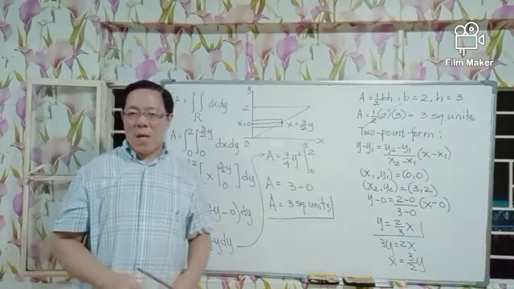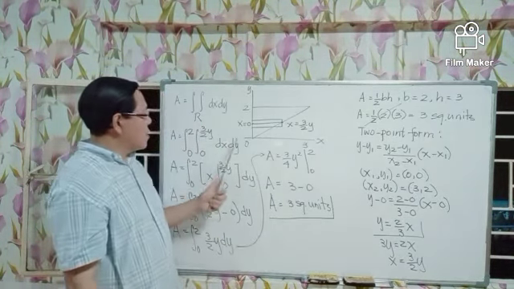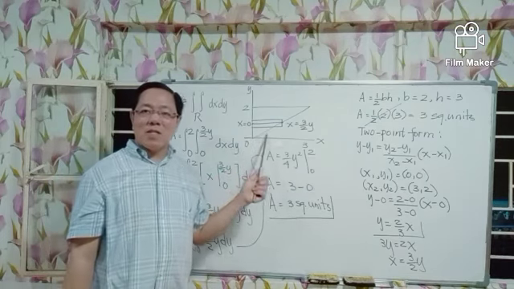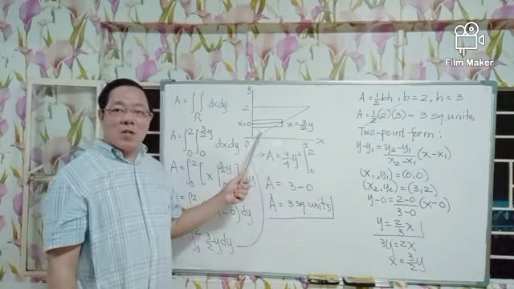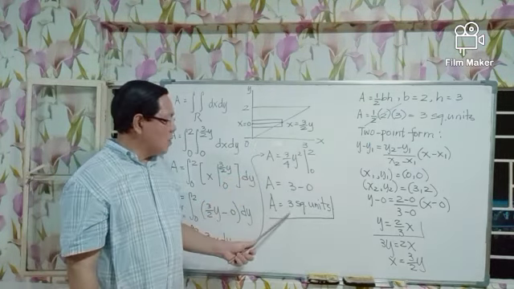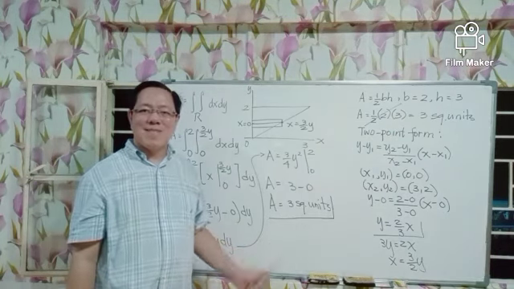Again, we get the same area of 3 square units, but in the second method, we take a horizontal strip or horizontal rectangular element of the region R, whose area we just found and is equal to 3 square units.